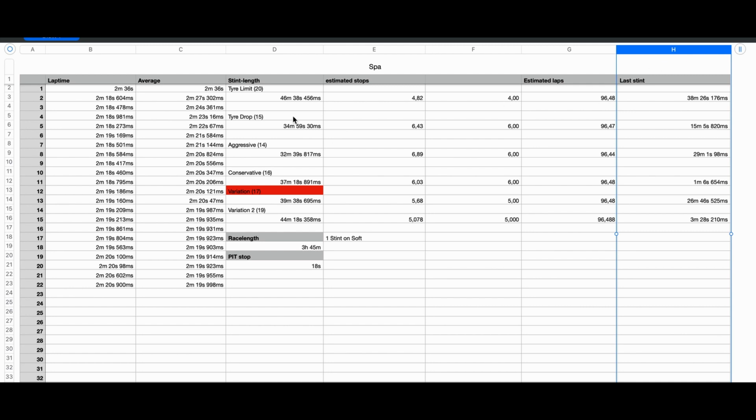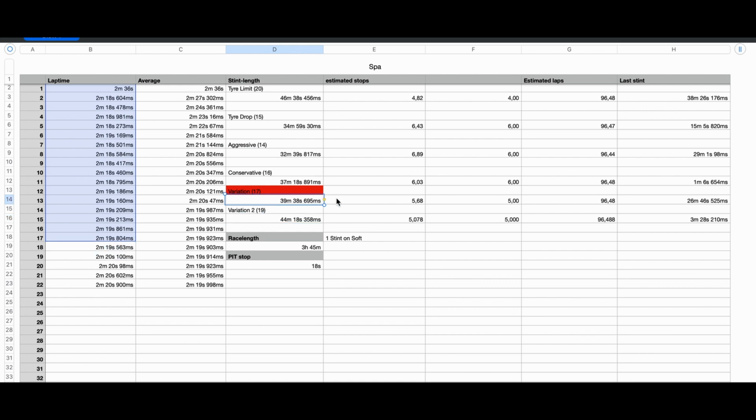I would not recommend taking a strategy that increases the risk of you crashing. Also, the aggressive and the tire drop strategy with 14 to 15 laps are pretty much the same since they are 6 stops. But the problem with them is that they only work out if you drive very, very fast, so this also increases the risk of crashing out. So the range that we can effectively use now is between lap 16 and 19.